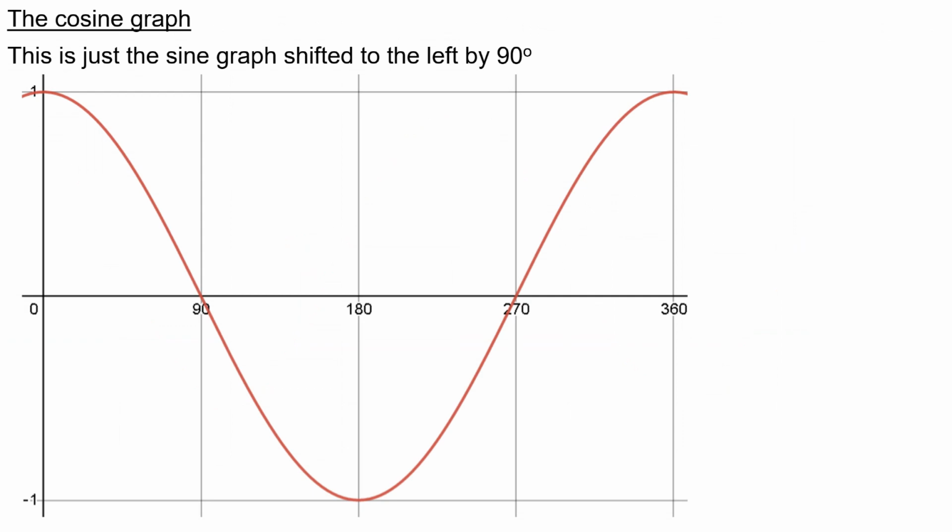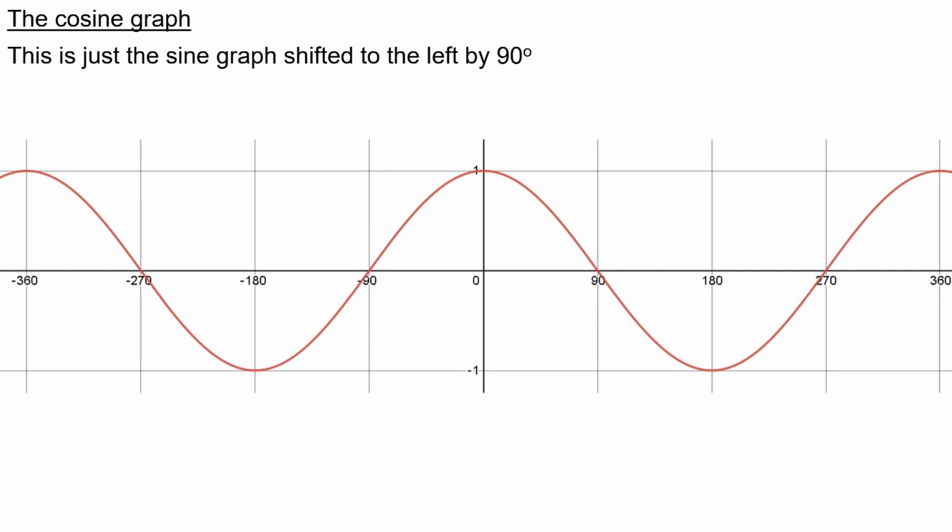The cosine graph, as you know, well, we know about sine, cos and tan, so it makes sense that there's also a cosine graph and a tangent graph. The cosine graph is just the sine graph shifted to the left by 90 degrees. So this is the cosine graph, and it's important that we know that cosine of 0 is 1, cos of 90 is 0, cos of 180 is minus 1, cos of 270 is 0, and cos of 360 is 1. If you remember these points, it'll be very easy to sketch the graph from memory.